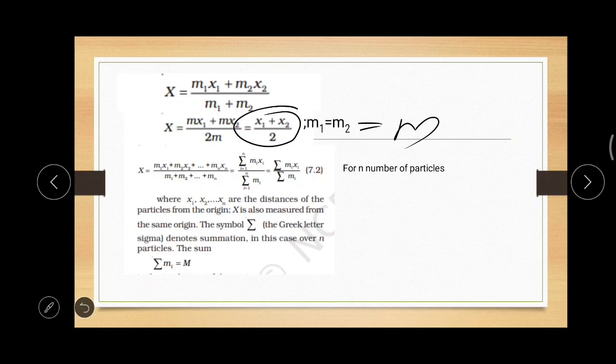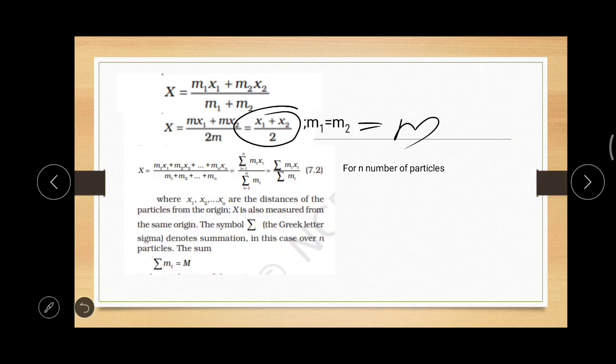x1 is the position of the first mass A from the origin, and x2 is the position of the second mass from the origin. So (x1 plus x2) divided by 2 is the coordinate of the center of mass of a system having particles of the same mass.